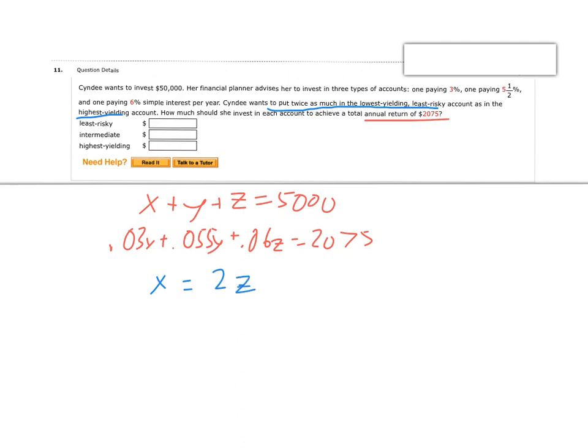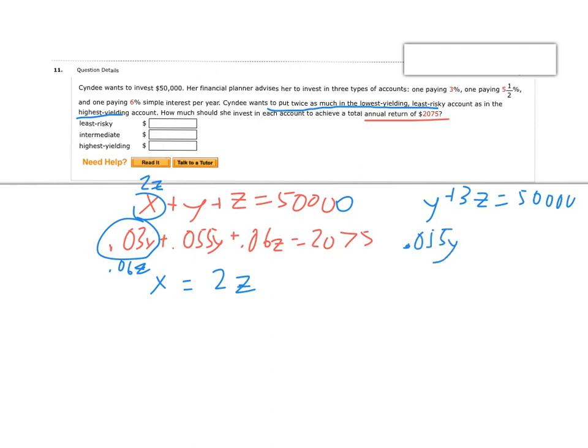All right, so I'm going to start off with some substitution here. So I'll just swap out my x's and put in 2z's. And so now I have 2z plus z, so that's going to give me y plus 3z equals 50,000. I actually forgot a 0 here. And then this one would turn into 0.06z if I multiplied 2 times 0.03. So that one's going to become, when I combine like terms, 0.055y plus 0.12z equals 2075. So now I would use elimination here, so I'm going to multiply this one by negative 0.055.